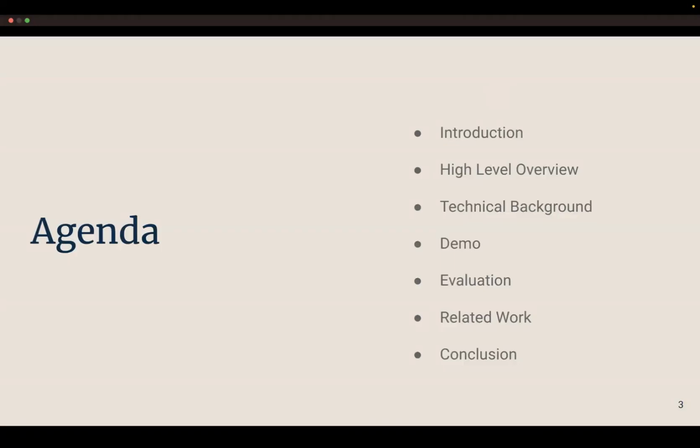Today we're going to be going over ERAN. We're going to start with a high-level introduction, go to a high-level overview, technical background, demo, evaluation, related work, and wrap it up with a conclusion.